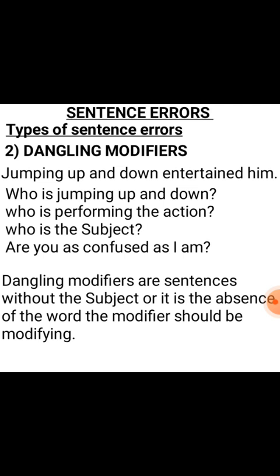Who? So you can see that in this sentence and in this incomplete statement, we have the modifier, but we don't have the word to be modified. So it's a total zero. You cannot say jumping up and down entertained him. No one knows who is jumping up and down. You need to make your language clear.